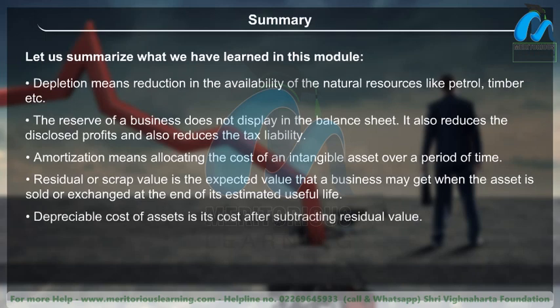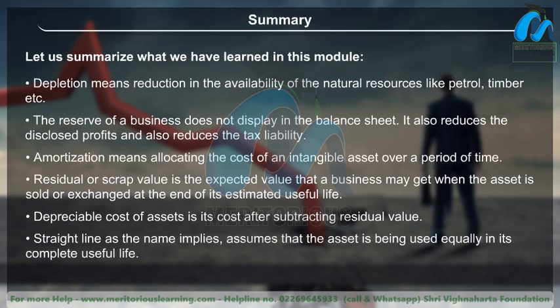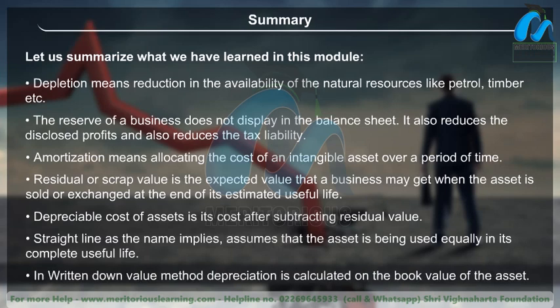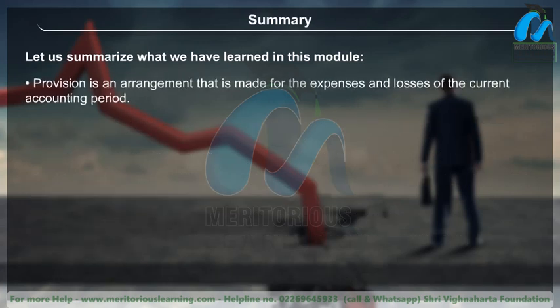Depreciable cost of assets is its cost after subtracting residual value. Straight line, as the name implies, assumes that the asset is being used equally in its complete useful life. In written down value method, depreciation is calculated on the book value of the asset. Provision is an arrangement that is made for the expenses or losses of the current accounting period.